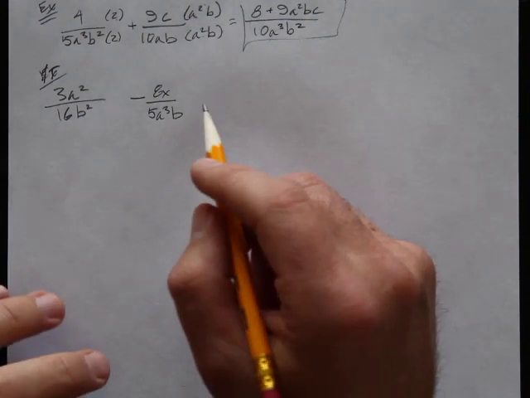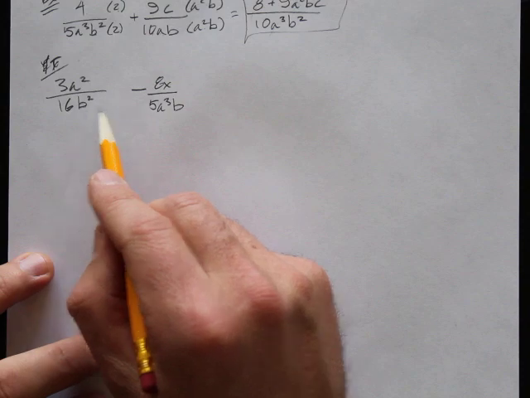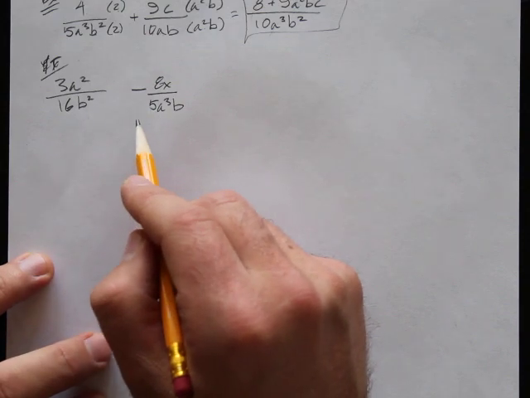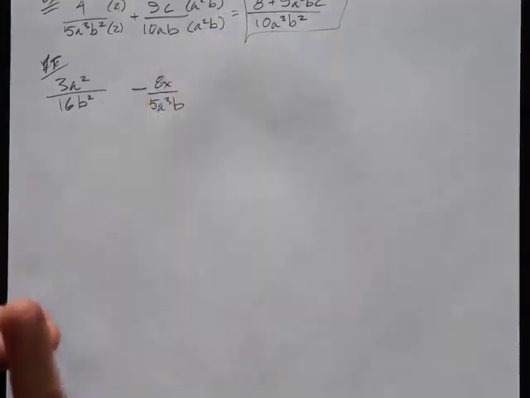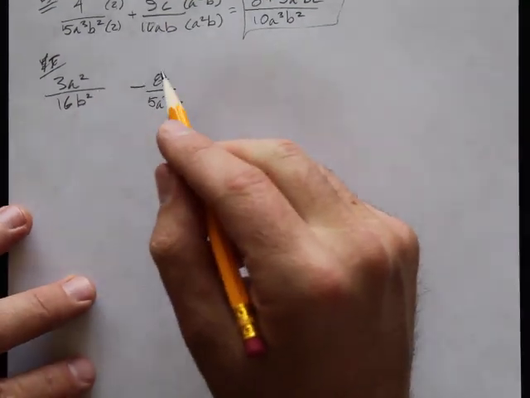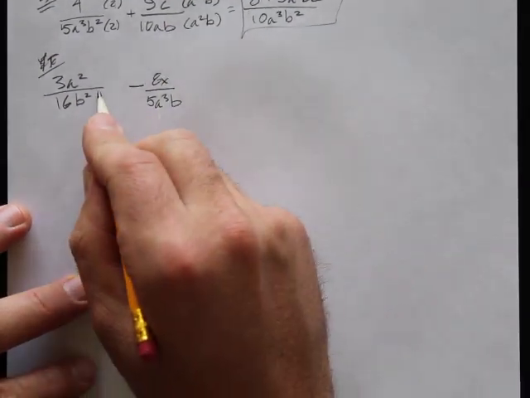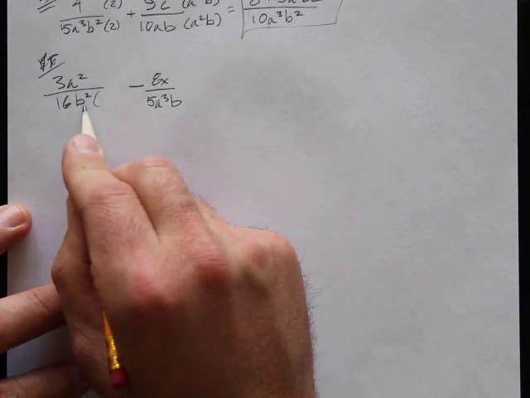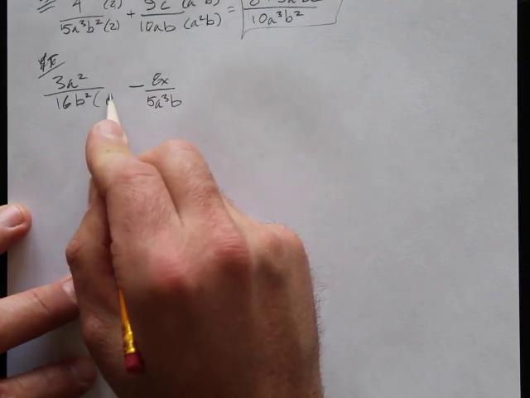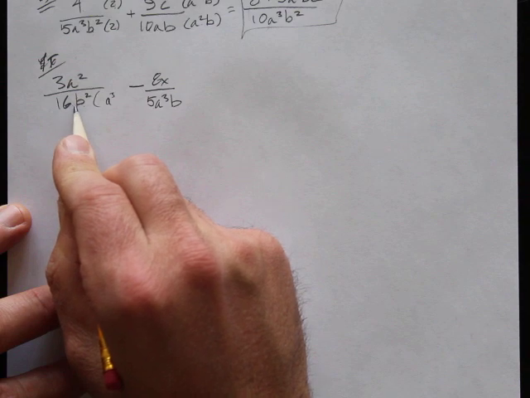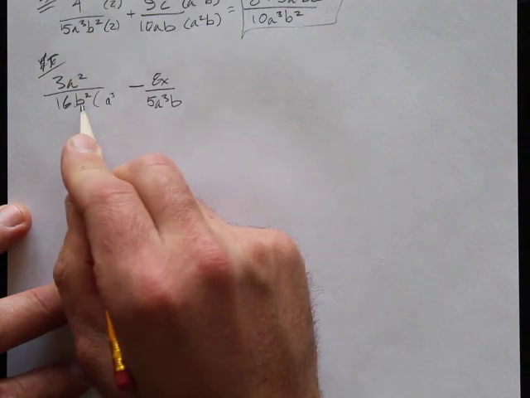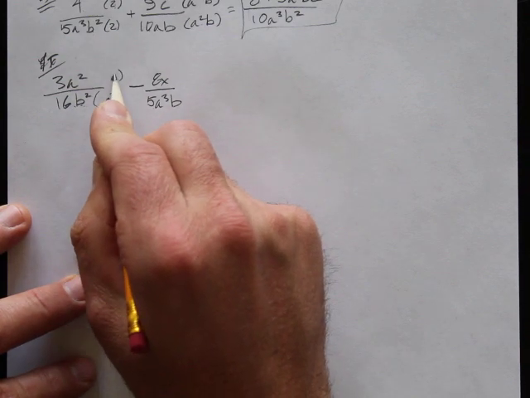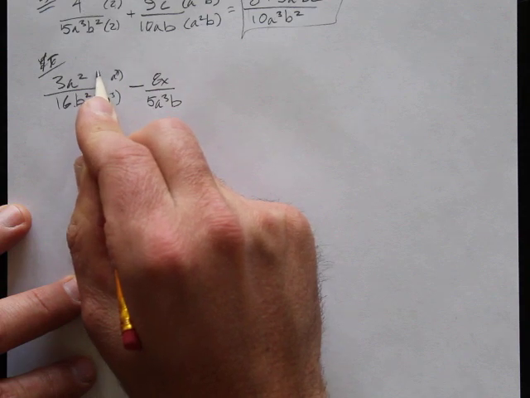All right, let's see how you did. Let's see, 5 and 16. Oh, gross. Okay. So I'm going to be multiplying. Let's look at the variables first. I need to multiply by a cubed, because this one doesn't have an a cubed, but it does have a b. That's fine. So I'm going to multiply by a cubed. I've got to worry about this 16 here.